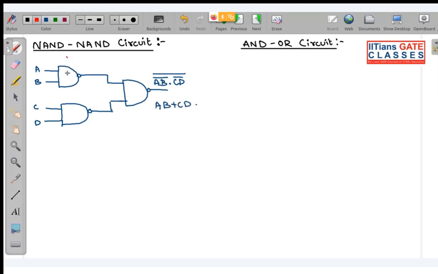In the first stage, we have two NAND gates. So this is the first stage. And in the second stage, we have a single NAND. So this is your NAND circuit. Basically, we are implementing AND and OR. You can see A and B, C and D, and combinedly we are ORing the two. So it can also be represented like this.